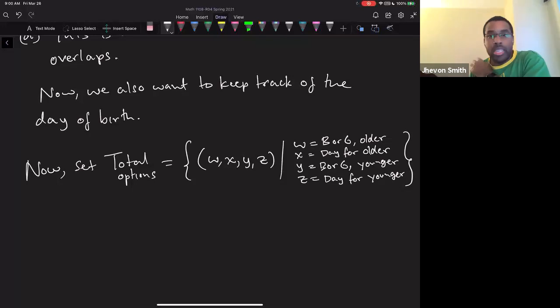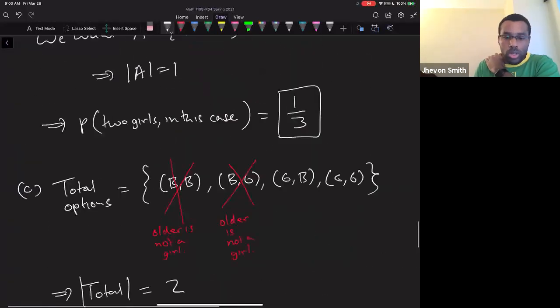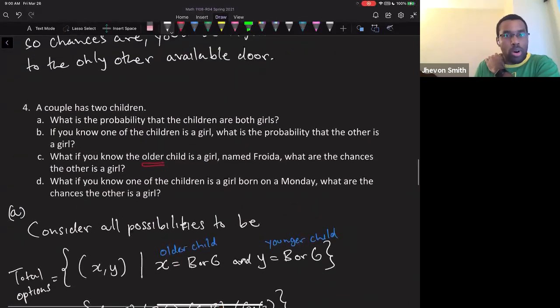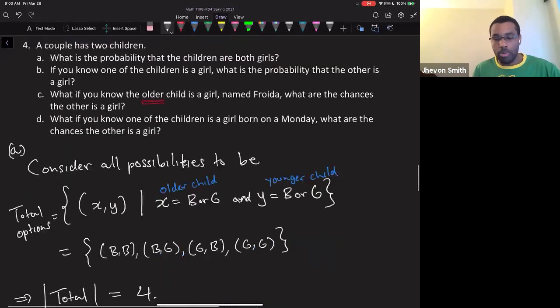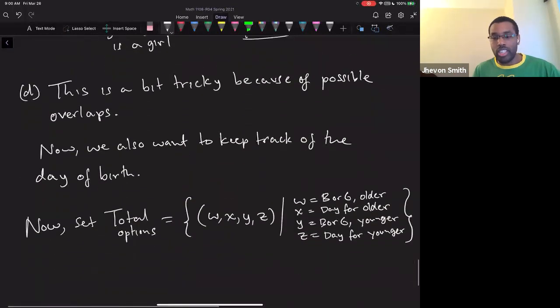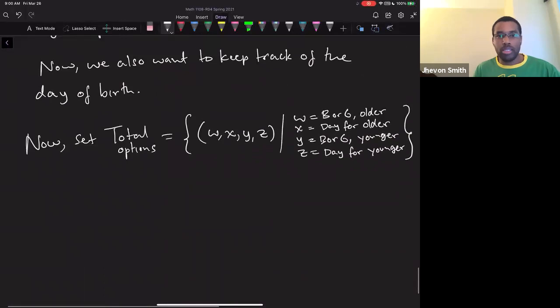Now, why do we have to have days for both of them? It's because we were not told which of the children was born on a certain day. We weren't told that the older girl was born on a certain day or the younger girl was born on a certain day. We just said one of the children was born on a certain day. So this child could be the first child or the second child. We don't know, so we have to make provisions for that option. Whether it's the first or the second child, we want to keep track of the days.